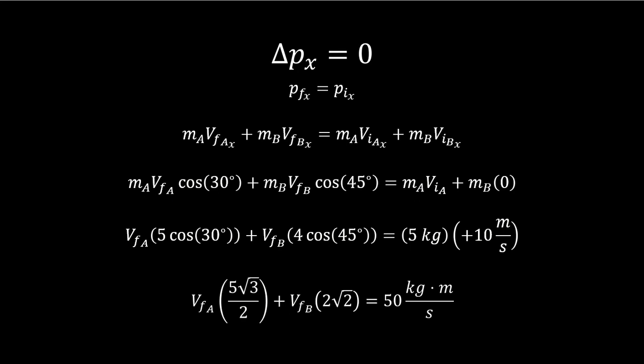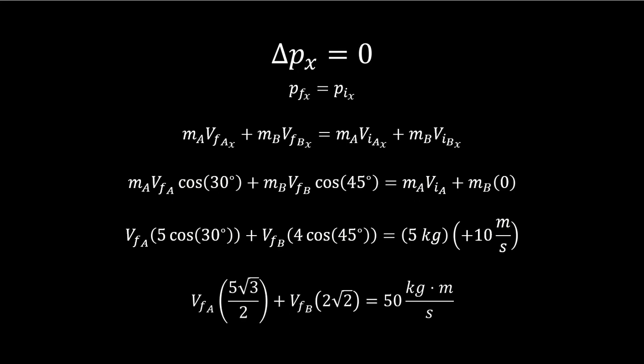Momentum is just mass times the velocity that mass is currently traveling at. So, breaking up our equation further, the final momentum side is the mass of object A times the final velocity of object A in the x direction, plus the mass of object B times its final velocity of B in the x direction, must equal the mass of object A times its initial velocity in the x direction, plus the mass of object B times its initial velocity in the x direction.